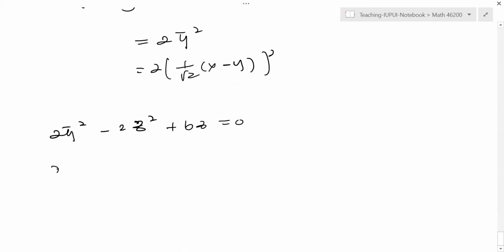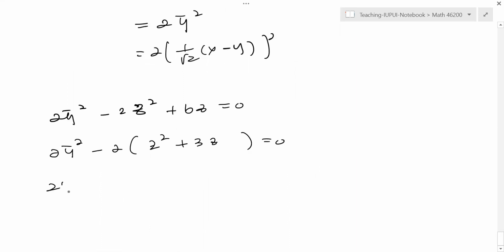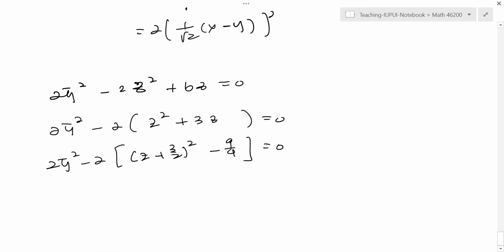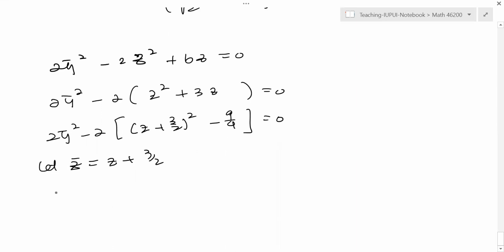Then you have to take 2 out. That's the easy part, right? Then completing the square. So it will be z plus 3 over 2 squared minus 9 over 4. I skip a little bit, okay? So if I let z bar be z plus 3 over 2, this is a transformation. Then I get 2y bar squared minus 2z bar squared plus 9 over 2 equals 0.